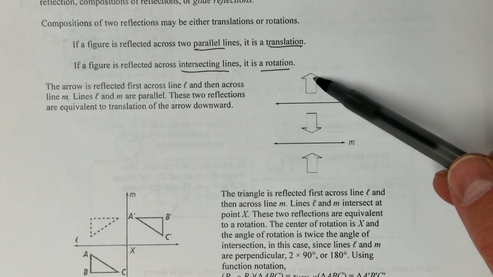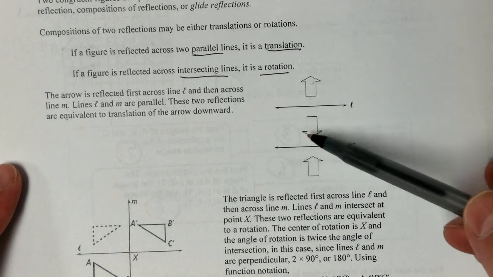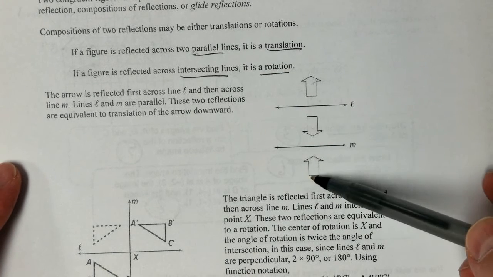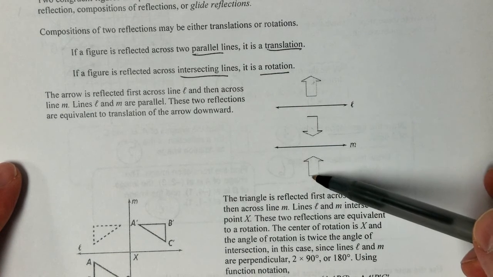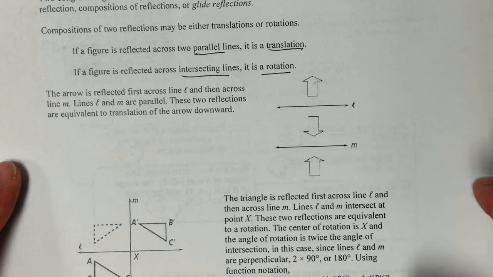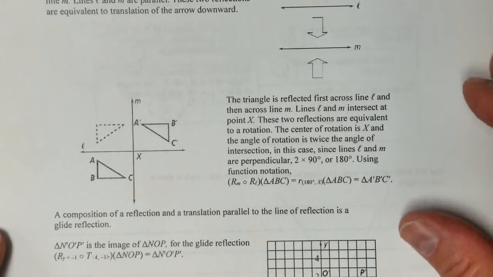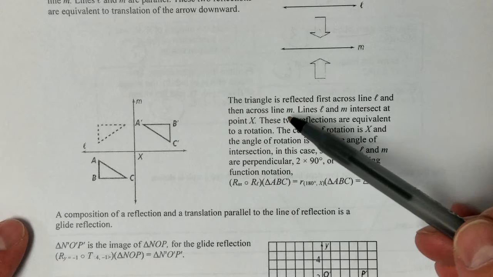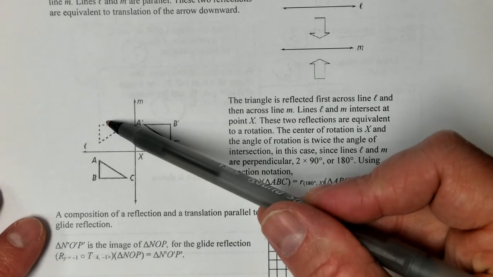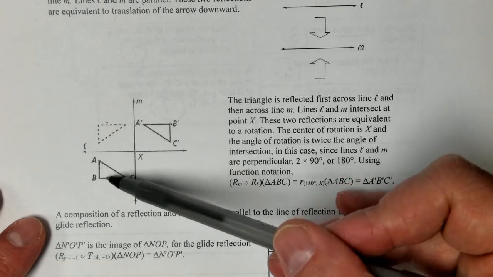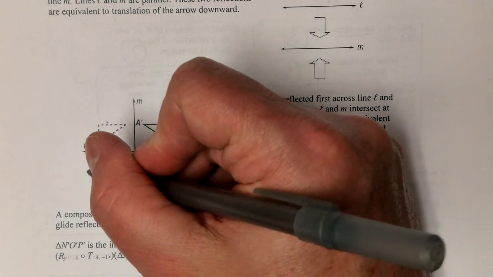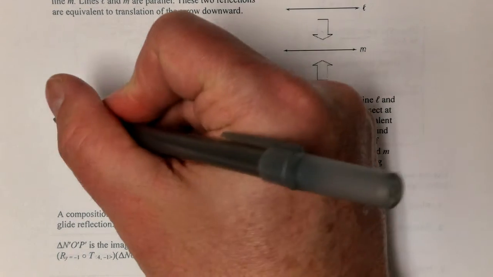So they're reflecting the arrow across L and then across M. So then that appears like a translation going down. And then on this one, they're reflecting across L and then reflecting across M. So that looks like your 180-degree rotation.